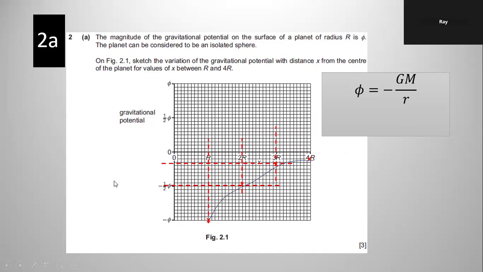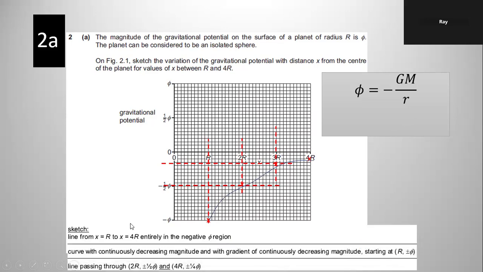Then sketch it, a smooth curve. They ask you to sketch, so they are going to look at some points. Line from x up to 4R entirely in the negative region. First point correct. Curve with continuously increasing magnitude.